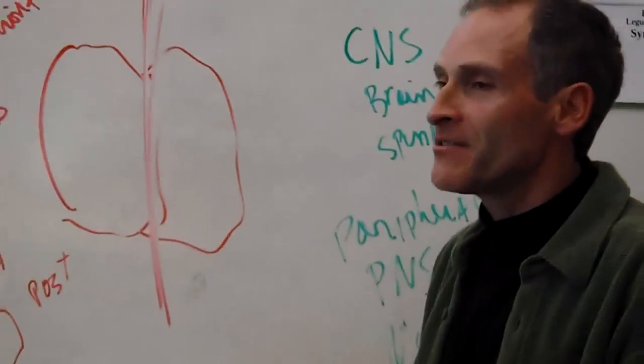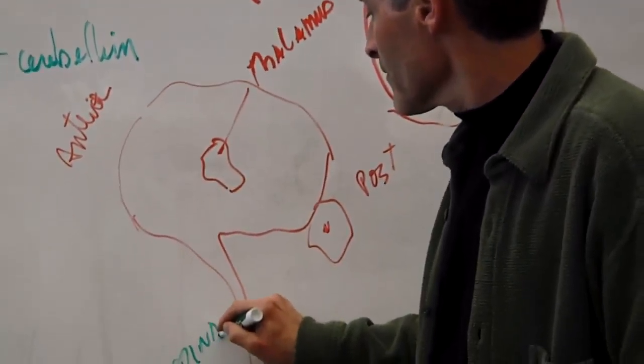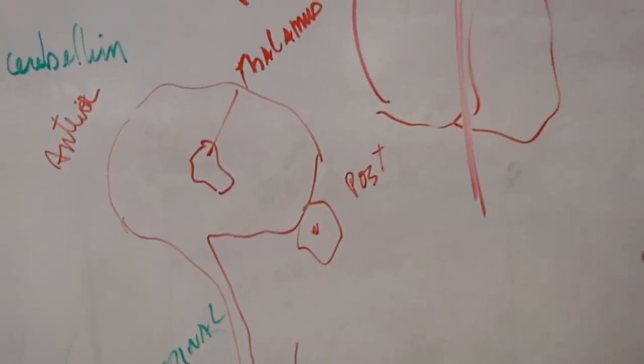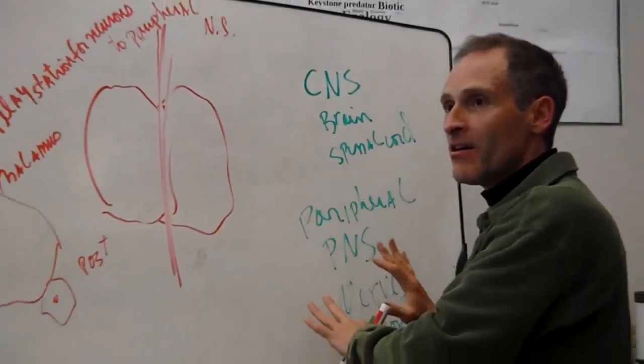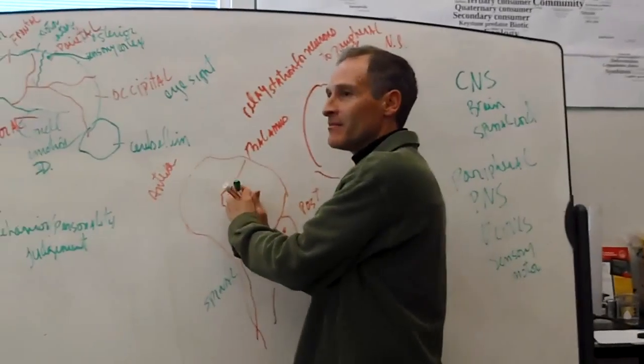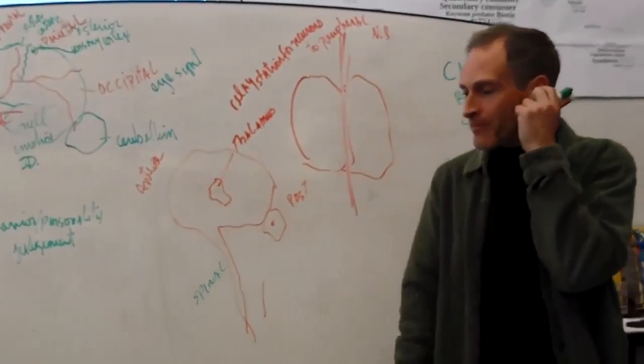Okay, so these are sensory and motor. So if this is the brain, this could be the spinal cord. And what I'm saying is that the thalamus, all of the sensory neurons, all the motor neurons go through the thalamus.